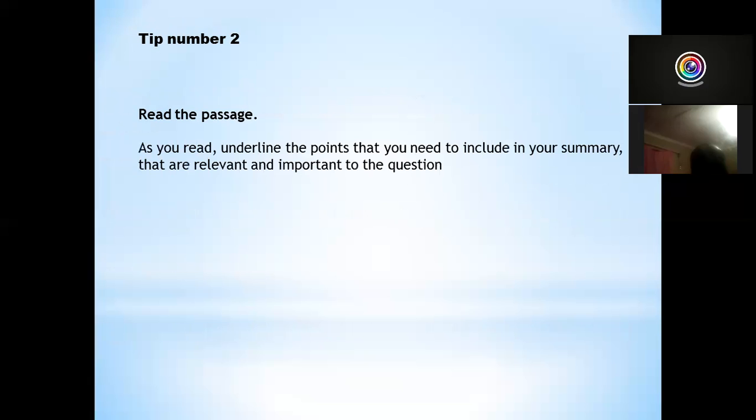Tip number 2, read the passage. After you have understood what the question is asking you to do, the second thing you need to do is to read the passage. As you read the passage, the points that you need to include in your summary that are relevant and important to the question, you need to underline them. So you need to underline those points that are important and that are needed for you to write the summary.